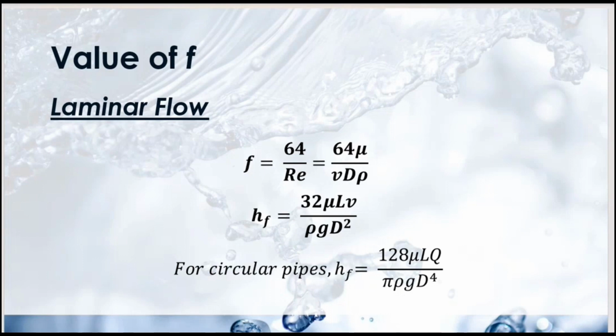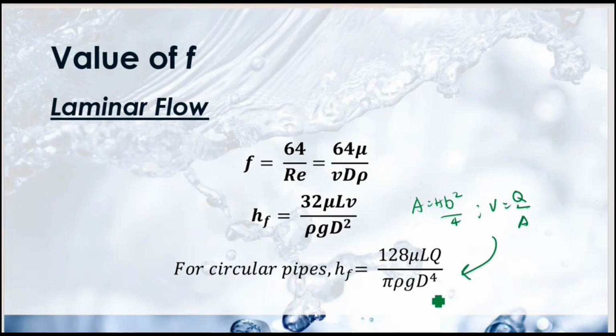Okay? So, for the head loss in laminar flow, in the Darcy-Weisbach formula, it could be equated to 32 mu L V over rho g d squared. Or for circular pipes, given that your pipe has an area of pi r squared, or pi d squared over 4, substituting this with the equation that V is equal to Q over A, we could arrive at this formula: 128 mu L Q over pi rho g d to the fourth.